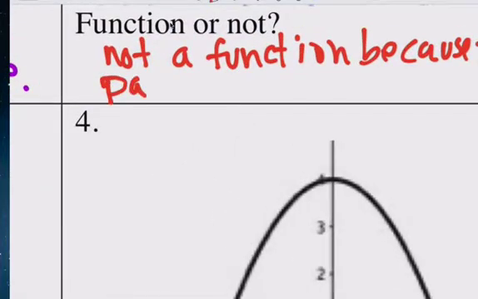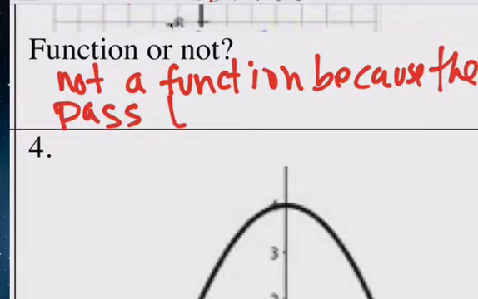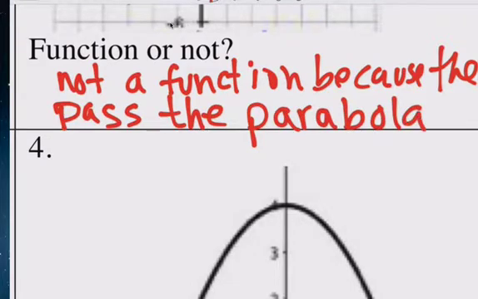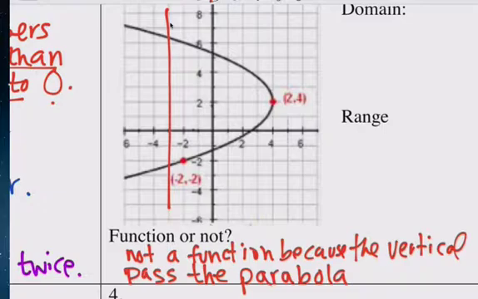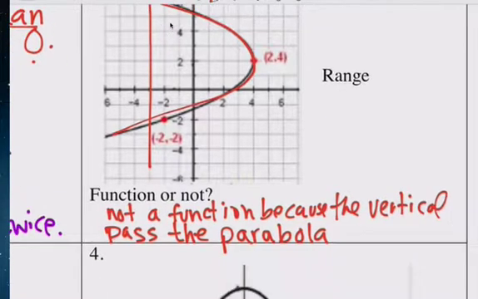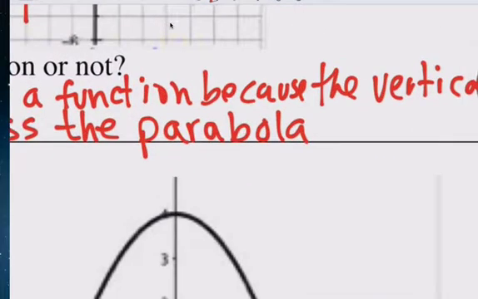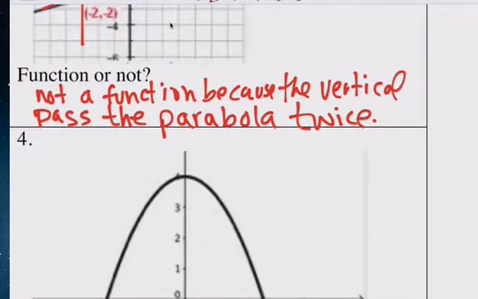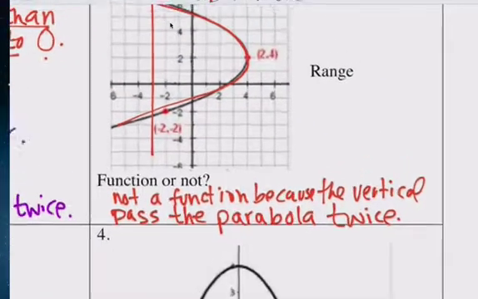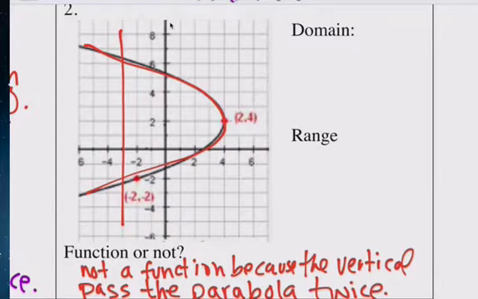passes the graph, the parabola. If you want to write the correct word for that graph, the parabola. This graph right here is a parabola, twice. It's a sideways parabola, but it is still a parabola, or quadratic equation. Okay? Now you do need to know that word parabola. It is very important.